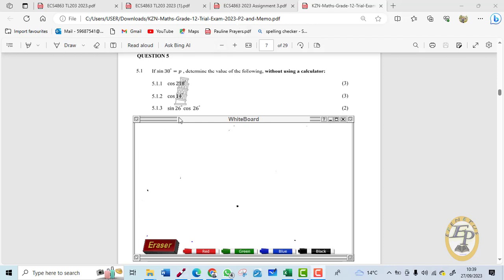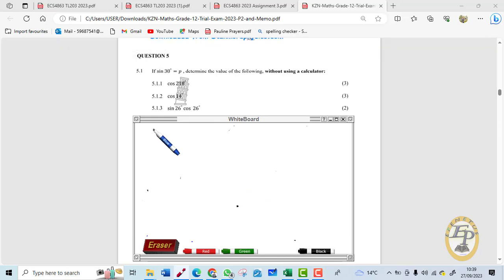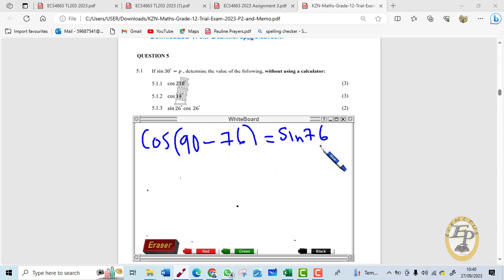The next question wants you to find cos 14. Now, again, we have to look for the relationship. Cos 14 can be written as cos of 90 minus 76, which is equal to sine 76. Sine 76 itself is 2 times 38. So sine 76 can be written as sine 2 multiplied by 38.